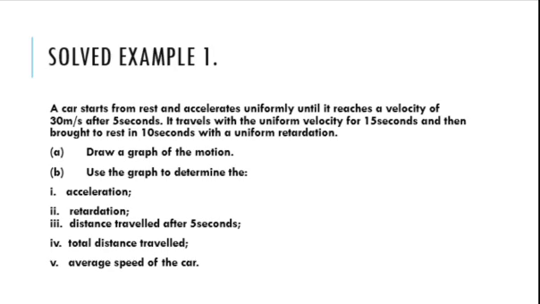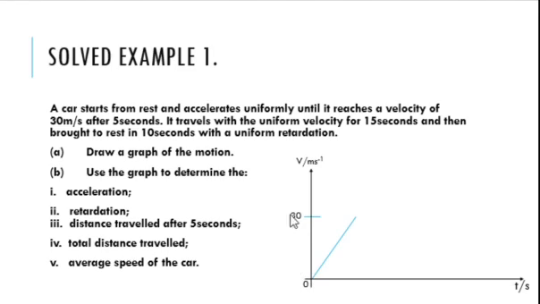So let's start the first part, which is to draw the graph of the motion. To draw a graph, you need the vertical and the horizontal axis labeled: velocity in meters per second, time in seconds, and this is the origin. If a car starts from rest, the graph drawing starts from here. The car starts from rest and accelerates uniformly until it reaches a velocity of 30 meters per second. So it starts from here and goes, and let's say stop here. It can be anywhere. Let's stop there.